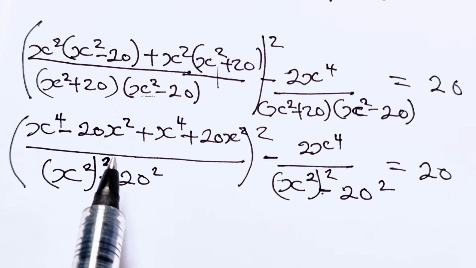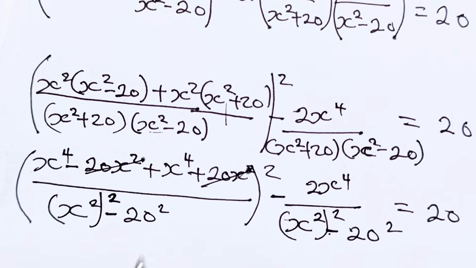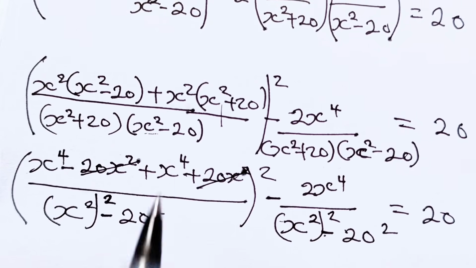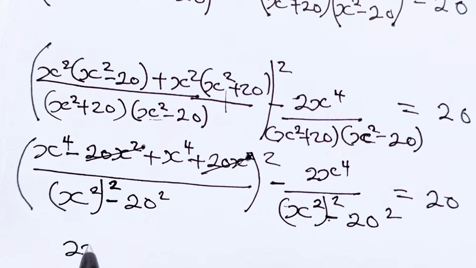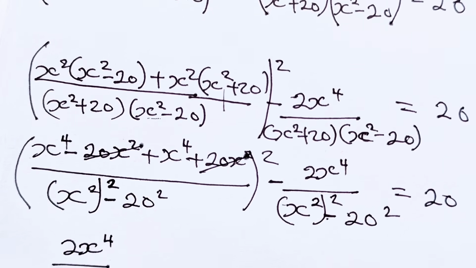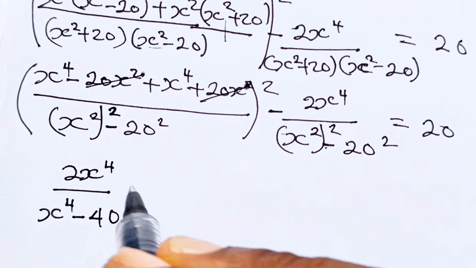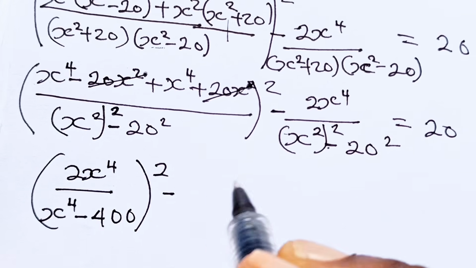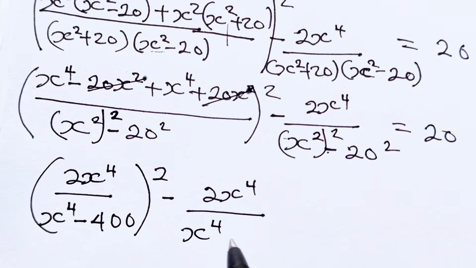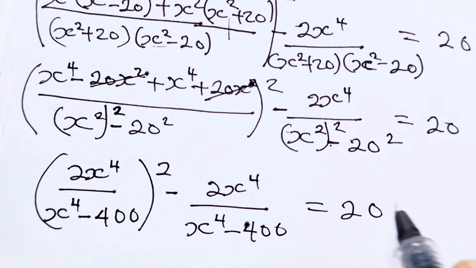Alright, now if we look at this, we have minus 20x squared and plus 20x squared. So what we have left here is x to the power of 4 plus x to the power of 4, which will give us 2x to the power of 4 divided by x to the power of 4 minus 400, since 20 squared is 400, everything squared, minus 2x to the power of 4 divided by x to the power of 4 take away 400 as well, and this is equal to 20.